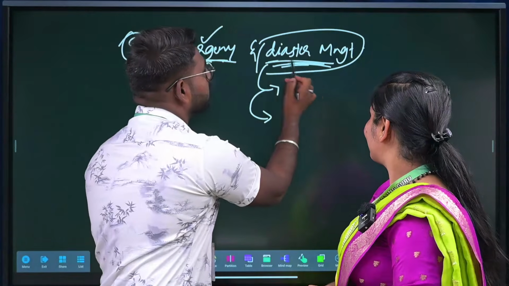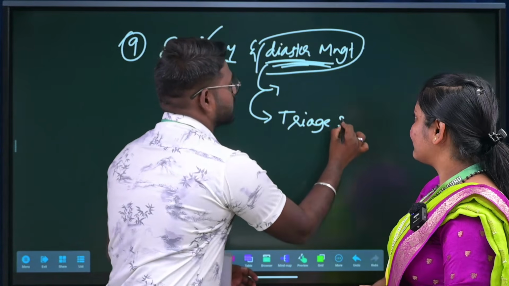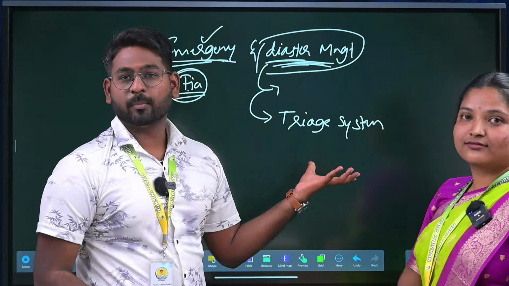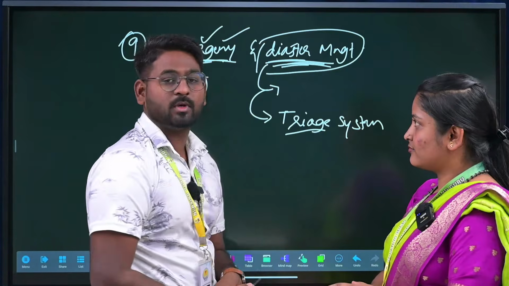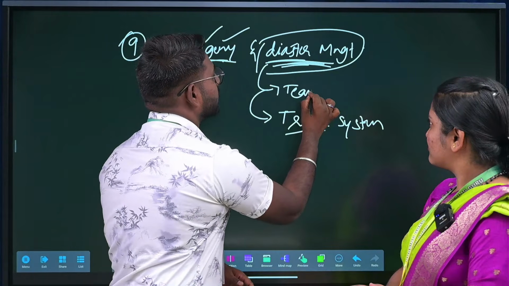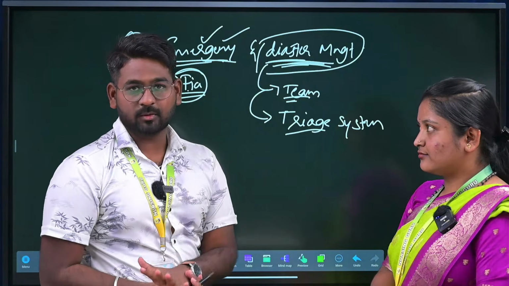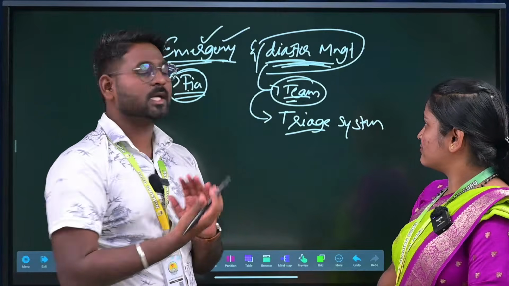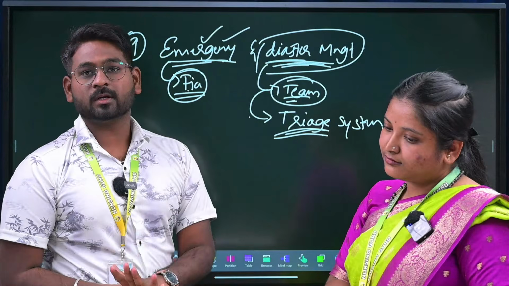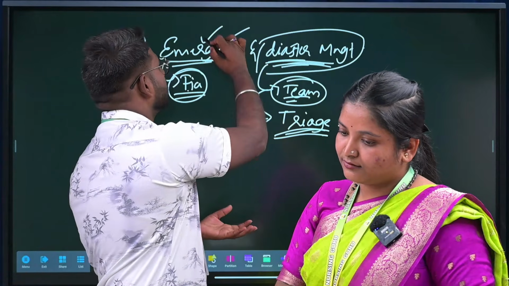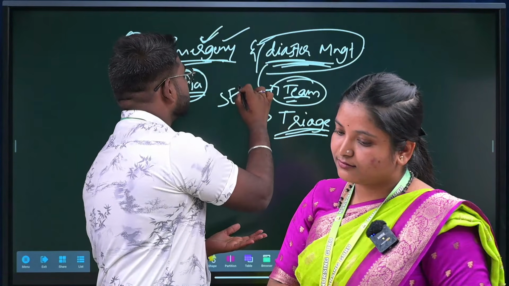If I want to tell about disaster management, especially the triage system is very important in both emergency and disaster management. The triage system will be there, and the disaster team. Every hospital or every organization has its own disaster team. What members come under the disaster team, and the triage system, these two are very important for your examination. So this is about emergency and disaster management. From here again, I told you, the short essays and the MCQs.